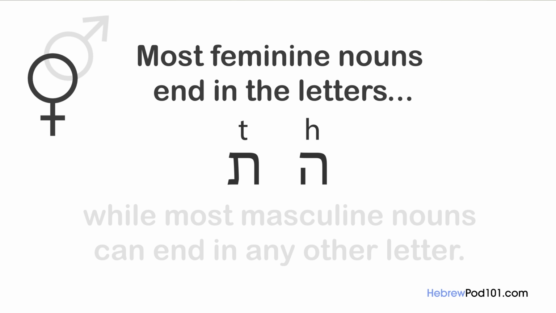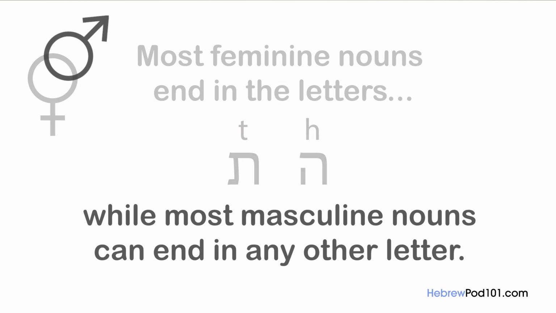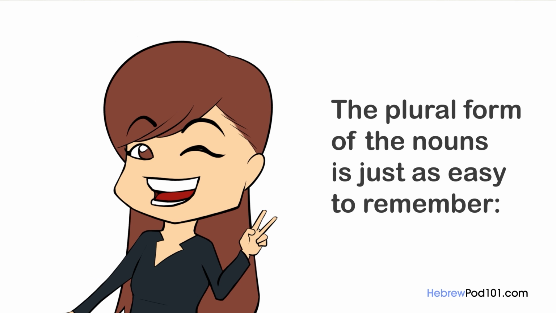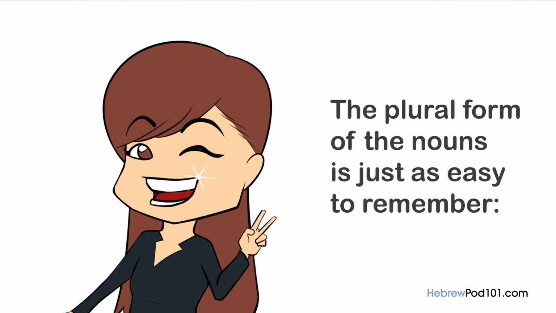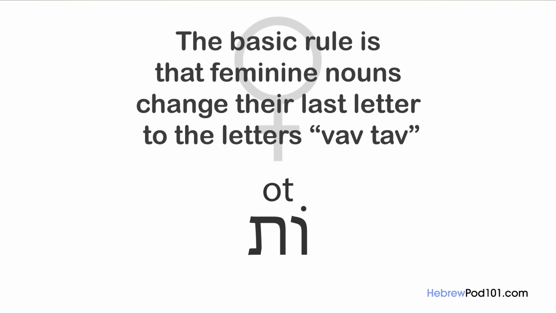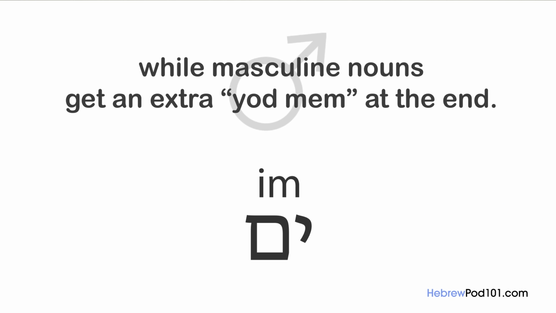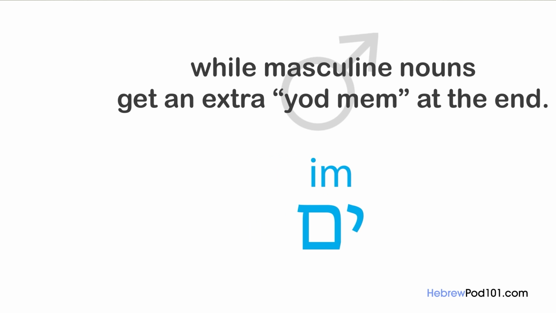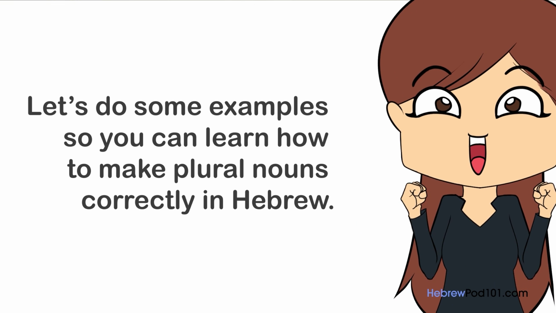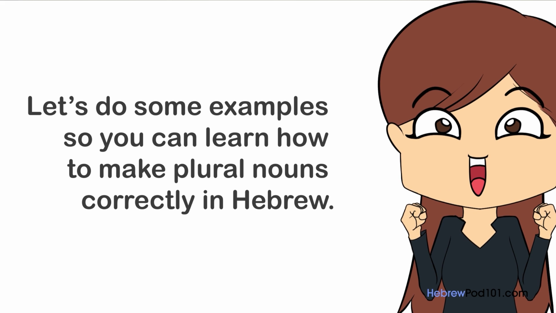Most feminine nouns end in the letters taf, t, or hey, h, while most masculine nouns end in any other letter. The plural form of the nouns is just as easy to remember. The basic rule is that feminine nouns change the last letter to the letters vav, taf, ot, while masculine nouns get an extra yod mem at the end, im. Let's do some examples so you can learn how to make plural nouns correctly in Hebrew.